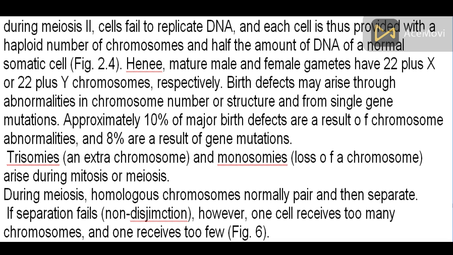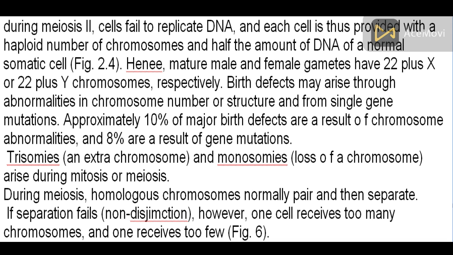Birth defects may arise through abnormalities in chromosome number or structure and from single gene mutations. Approximately 10% of major birth defects are a result of chromosome abnormalities, and 8% are a result of gene mutations. Trisomies, an extra chromosome, and monosomies, loss of a chromosome, arise during mitosis or meiosis.